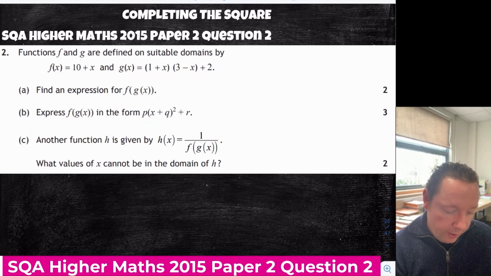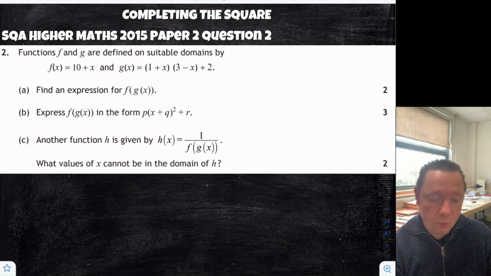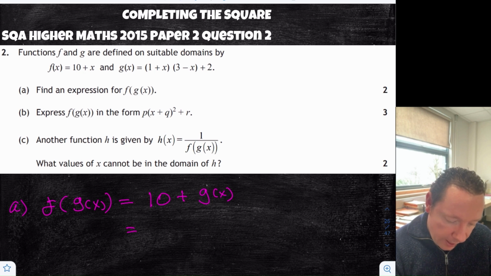Okay, completing the square. SQA Higher Maths 2015, Paper 2, Question 2. The functions f and g are defined on suitable domains by these. First of all, it's a composite function question, but then there's a bit of completing the square at the end. So part A, f of g of x. Well, f of x is 10 plus x, so that's 10 plus g of x. So that's 10 plus (1 plus x)(3 minus x) plus 2.